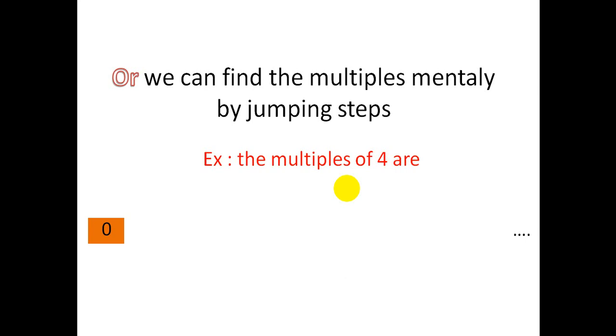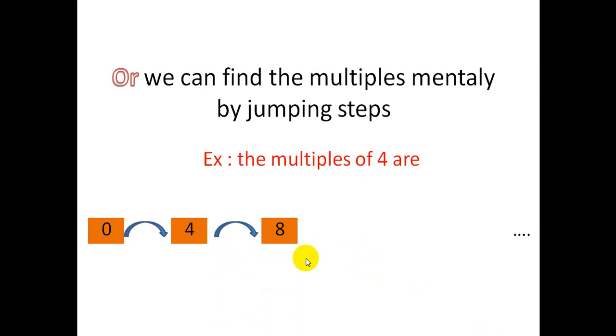Look, if he asked me about multiples of 4, so I will jump 4 steps according to the number. After 0 is 1, 2, 3, 4, so I get 4. So 4 here is the second multiple. Okay, and I want another multiple. Jump another 4. Now I'm standing on 4 and I will jump another 4 steps. After 4 is 5, 6, 7, 8. So I get here 8, the third multiple.